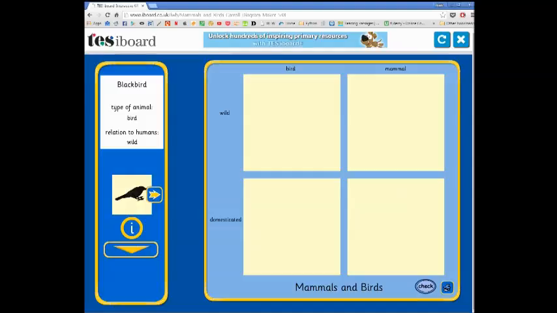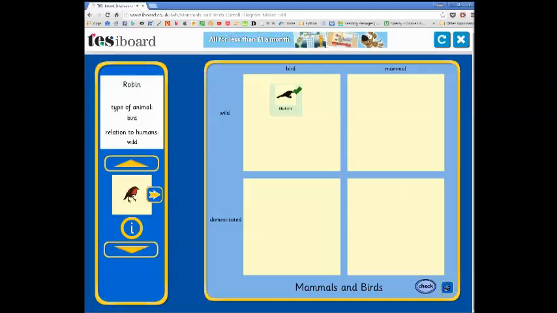So the question is, where does it fit in this big chart over here? Well, we know two things about it. We know it's a bird. So if it's a bird, it's got to live in the vertical column somewhere here, either the square up here or the square down here. And we know it's wild. That means it has to live in this horizontal column, either this one or this one. So the only square that can satisfy both wild and bird is this one here. So I'll pop this over, I'll drag it up, I'll drop it in, and I'll check it. Yay! I was right.